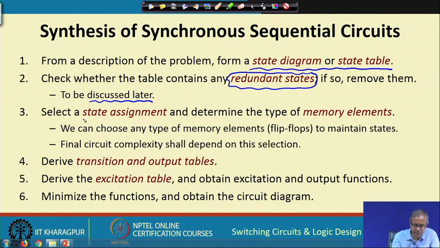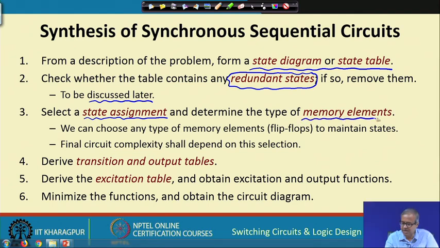Then we do something called state assignment. What is state assignment? In the examples that we have seen so far, we named the states A, B, C and D, but ultimately these states will be represented by flip flops. So, the 4 states can be represented in binary, let us say using 00, 01, 10, 11, that is called state assignment. Each state is assigned a binary code. And also you decide what kind of memory elements you will be choosing, JK, D, T or SR. And of course, the final circuit complexity will depend on the selection.